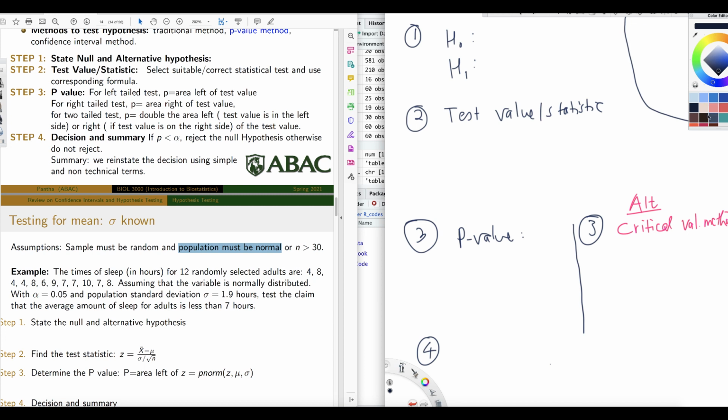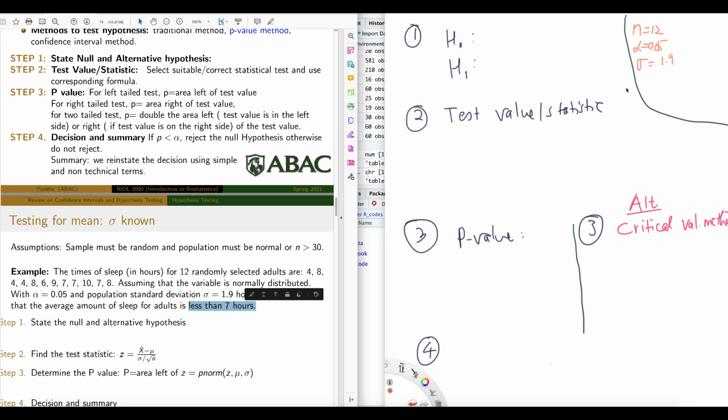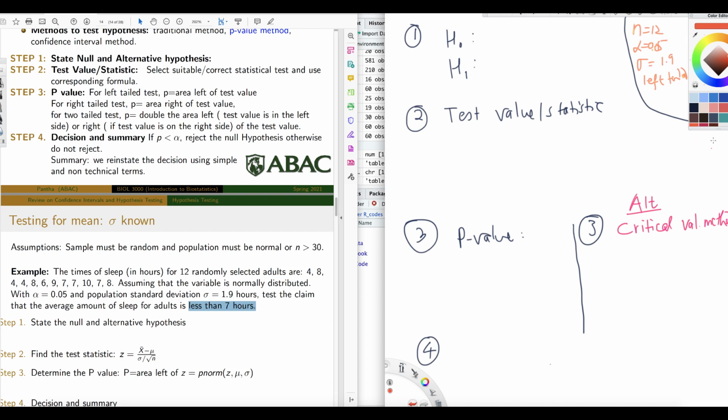What is given: the data is given, the sample size n is 12. Alpha is 0.05, this is also given. Sigma, the population standard deviation, is given as 1.9. Is it a left tail, right tail, or two tail test? It says less than 7 hours, so it should be a left tail test.